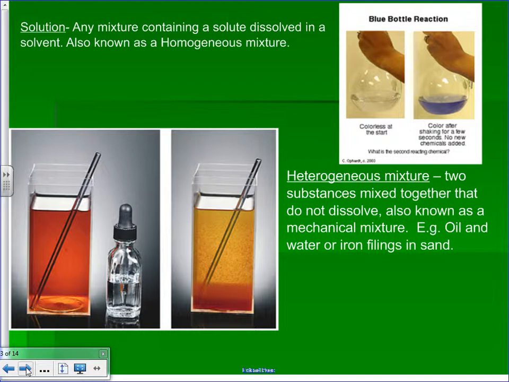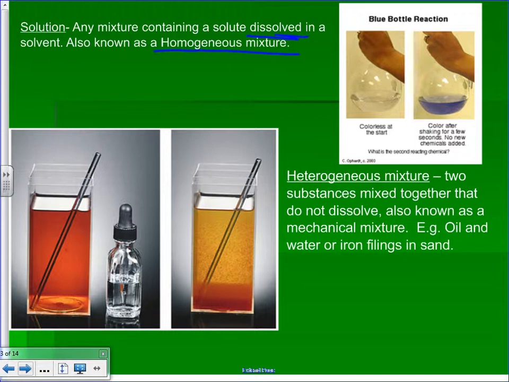All right. Terminology. A solution is any mixture containing a solute dissolved in a solvent. It is also known as a homogeneous mixture. What does homogeneous mean? There's only one visible part. Everything has become one. If something is heterogeneous, then there are more than one visible part.